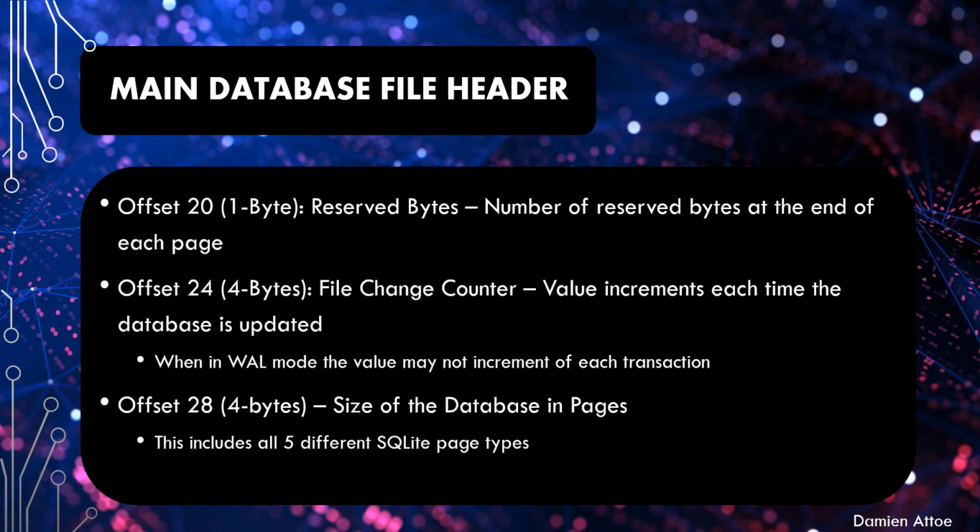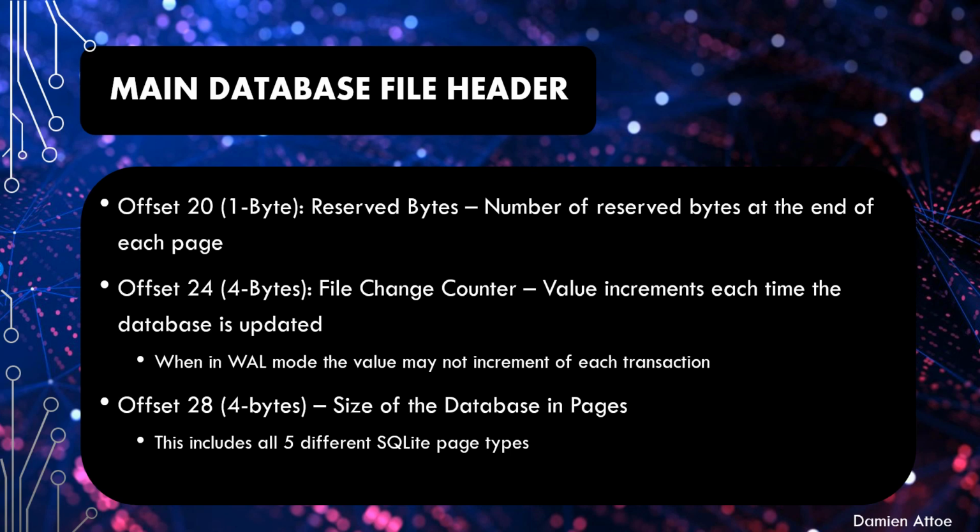At offset 20 for 1 byte is an integer value denoting the number of reserved bytes at the end of each page. These reserved bytes can be used by the SQLite encryption extension to store a cryptographic nonce or checksum associated with each page in the database. The only limit to the number of reserved bytes is a usable page must be no less than 480 bytes. This value is useful as it helps us determine the usable size of each page.